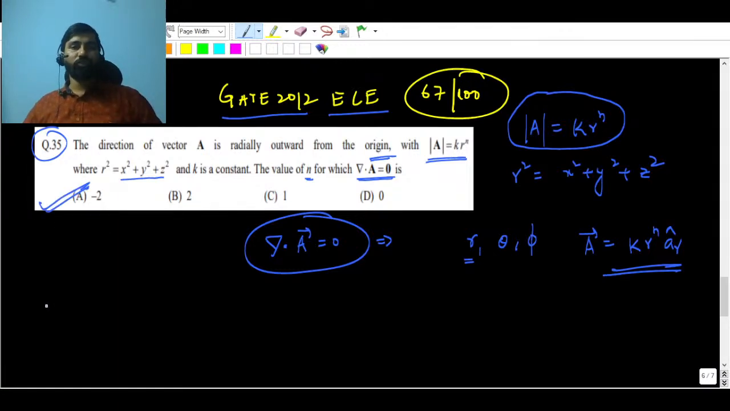So this was a question from GATE 2012 for 2 marks. Again, you can get the answer within 10 seconds, right?